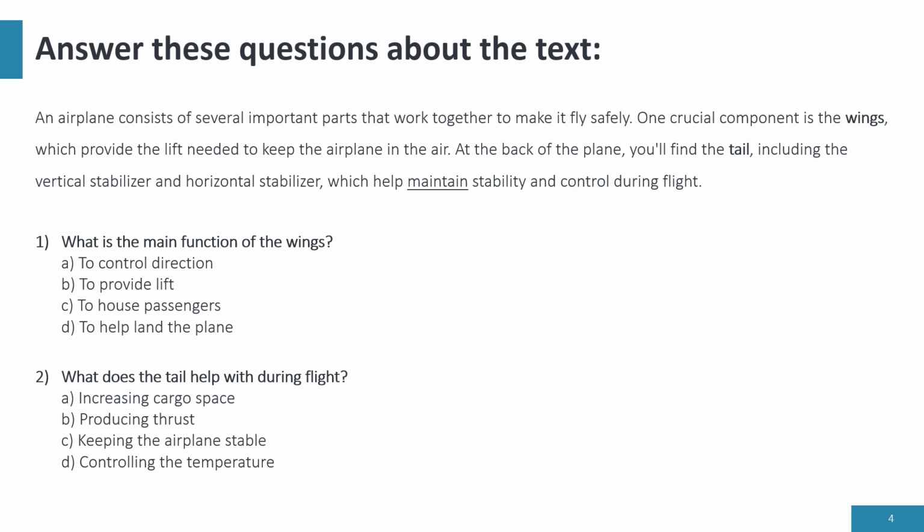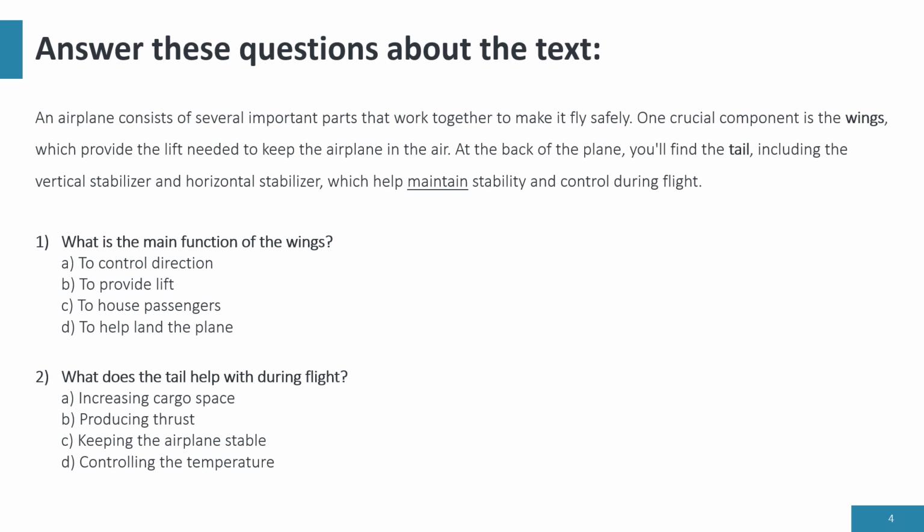Now let's look at the questions. Remember, the answers are all in the text. To find them, look for keywords in the questions. Then scan the paragraph for those words or their synonyms. To scan means to look for specific words in the paragraph. Let's do an example together.